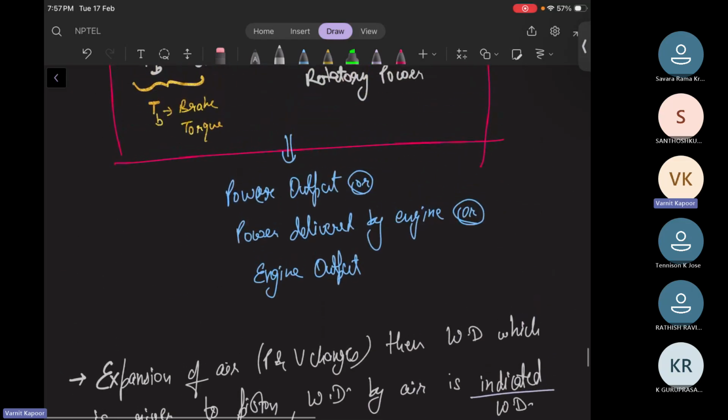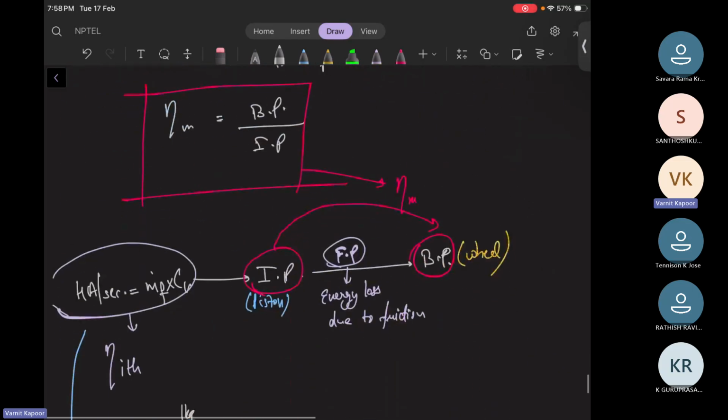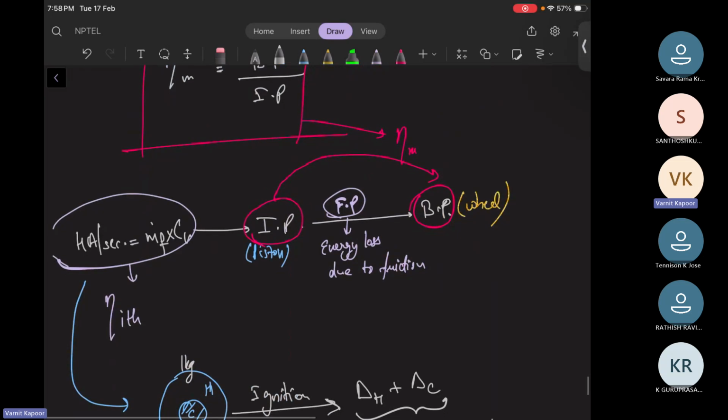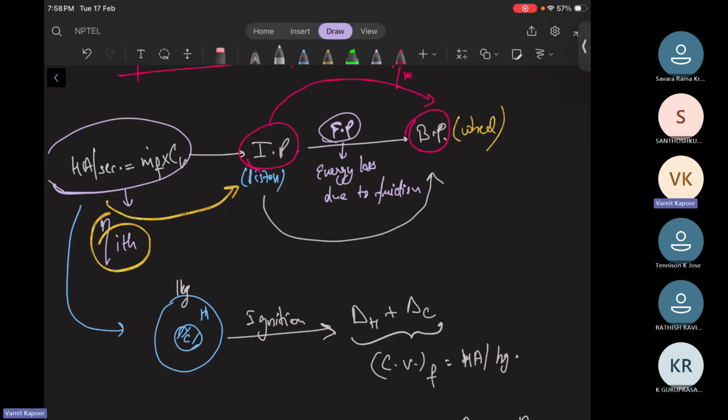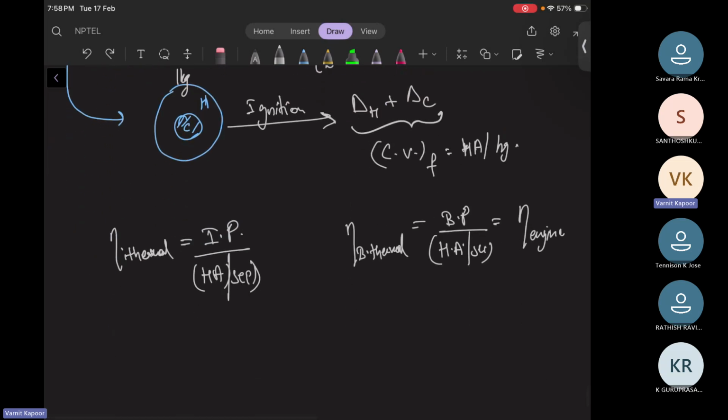So different terminologies have come now. Okay, you have to remember, you have to go through this tutorial once again so that you can remember which efficiency is which one. So from this to this, it is indicated thermal efficiency. From this to this, it is brake thermal efficiency. From indicated power to this is mechanical efficiency. Okay, clear?